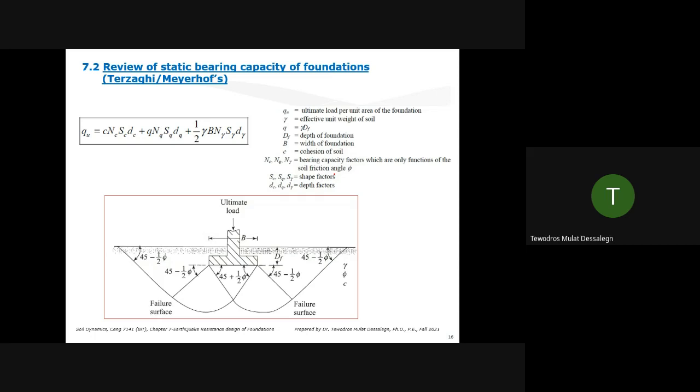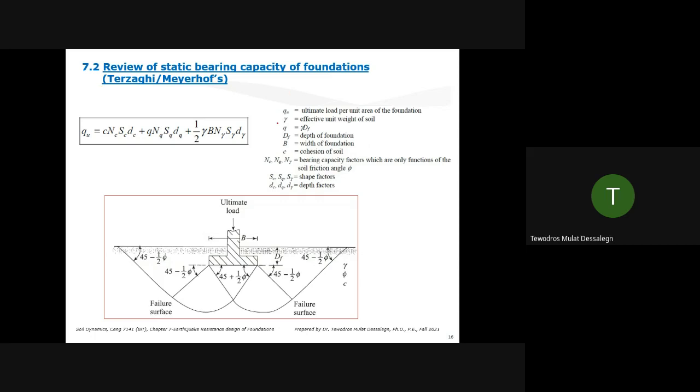So let's see the bearing capacity of soil. We'll start from the static case, from what you know from your undergrad or foundation design class. The bearing capacity in the dynamic case is a direct extension of the static case, so researchers have developed it for seismic conditions. So let's review the static bearing capacity of foundations.